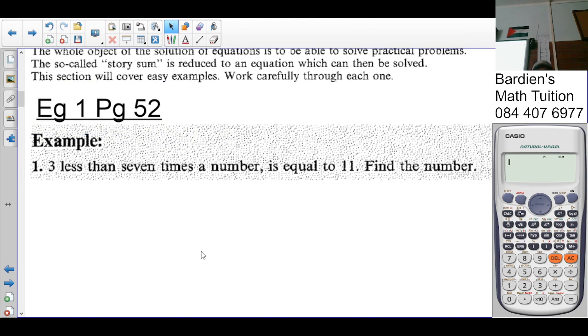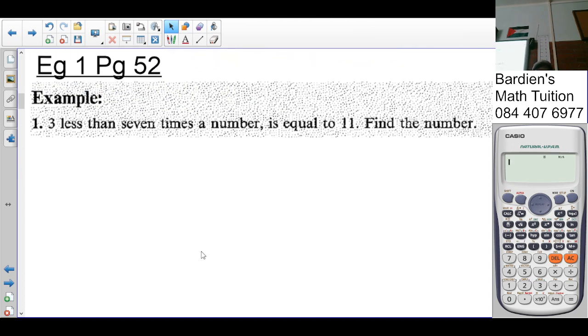Example 1, page 52. Write this down. We are told that 3 less than 7 times a number is equal to 11. Find the number. So write down the word problem first.